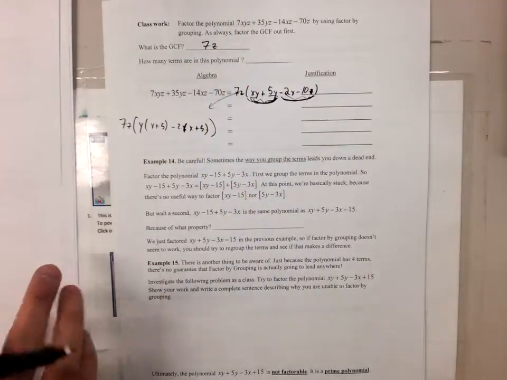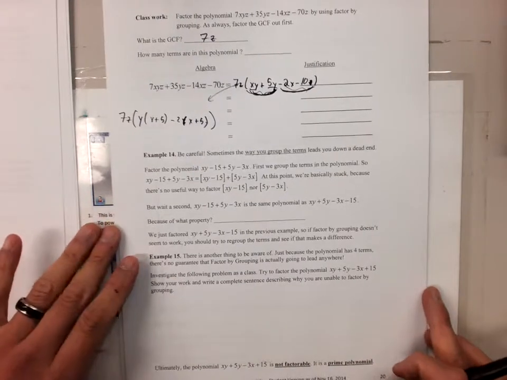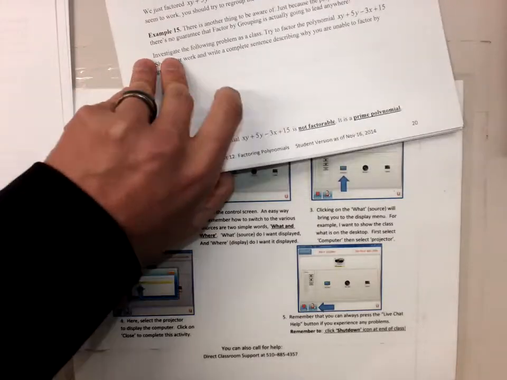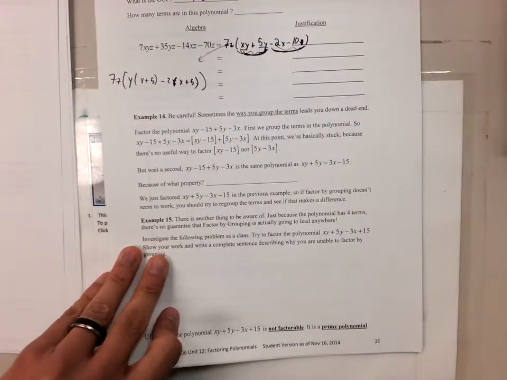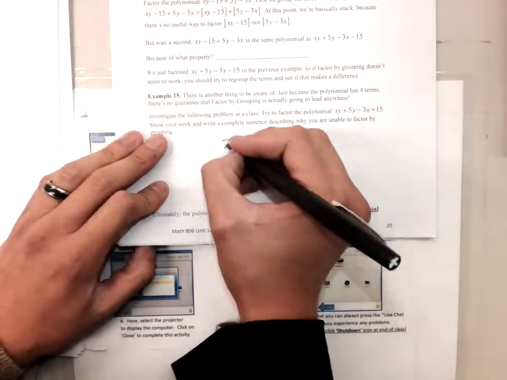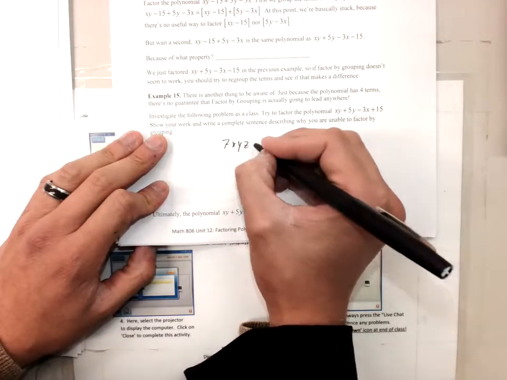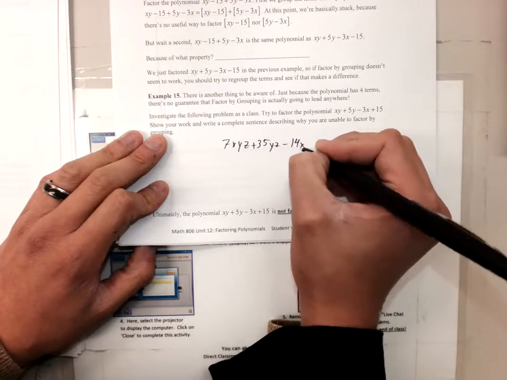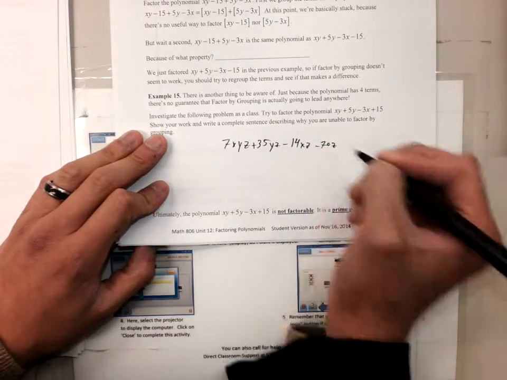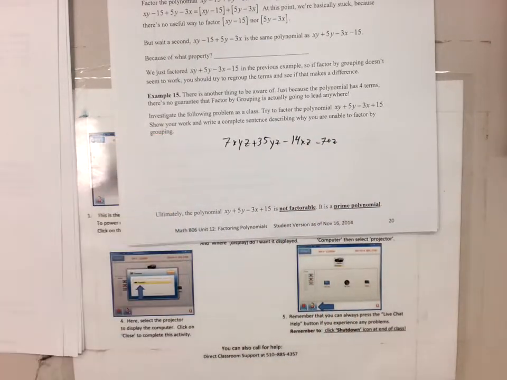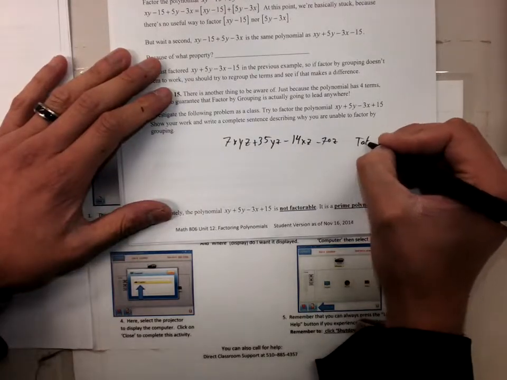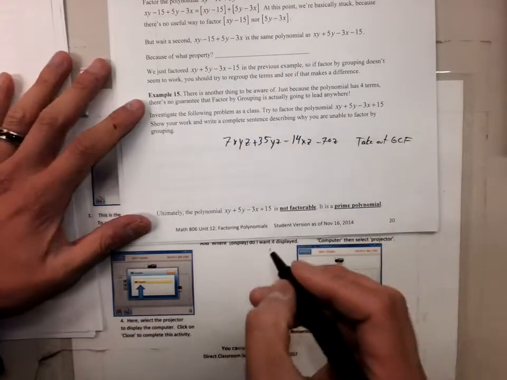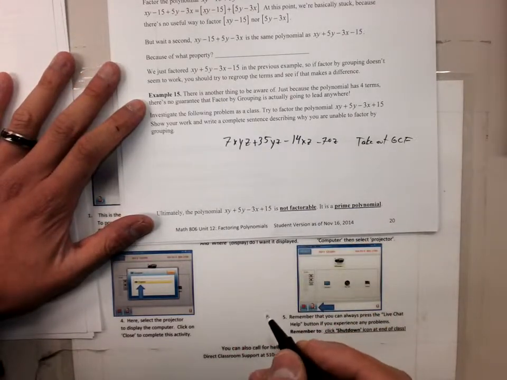So what we're going to do is I'm going to have you do it down over here. So you could just write this problem, and then when you're checking your work, make sure that it's written down, right? So I have 7xyz plus 35yz minus 14xz minus 70z. So the first thing you always want to do is take out the GCF, if there is one, and there happens to be one here, and we saw in class it was 7z, right?